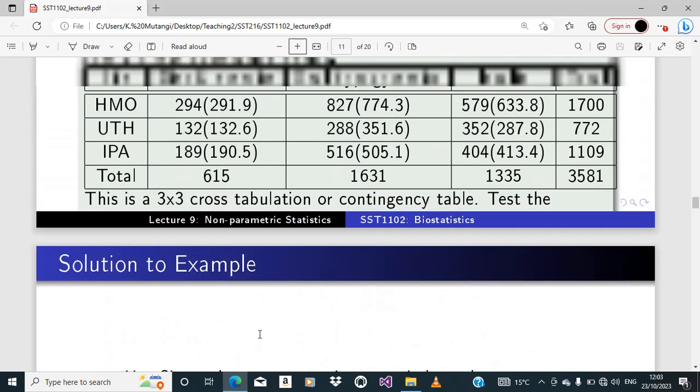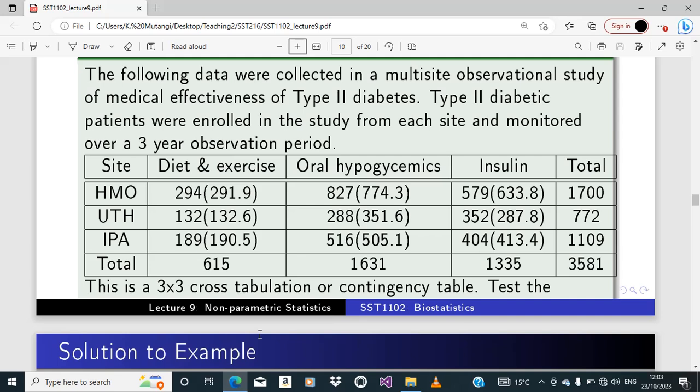So you are going to say row total. In the first row there, you have 1,700 times the column total, which is actually 615, divided by the grand total here, which is 3581. This is the hypothesis. This is how we are going to calculate the expected frequencies. So, for instance, in the first row, second column, you have 1,700 here, multiplied by 1,631, divided by 3581. That would give you 774.3.